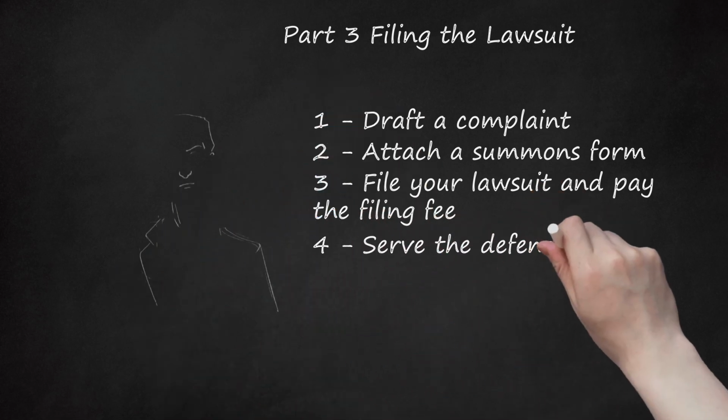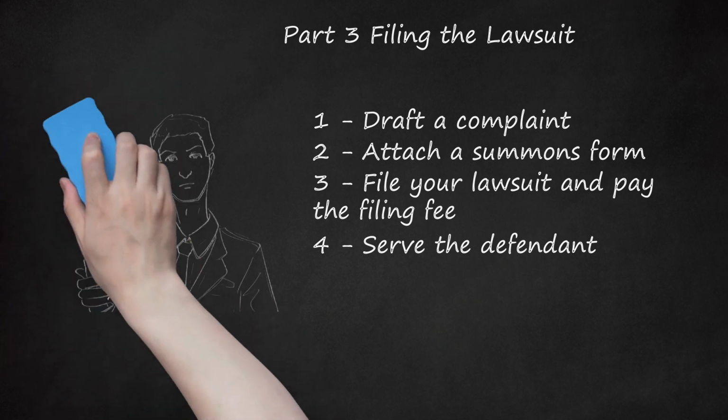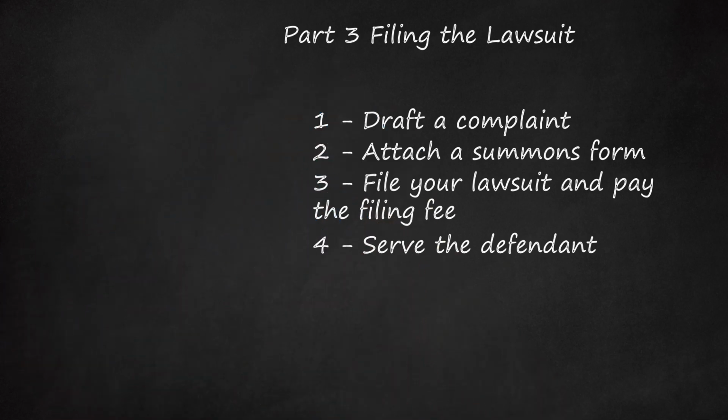4. Serve the defendant. When you sue someone, you have to give them notice of the lawsuit against them. This is done by serving them with a copy of the summons and your complaint. In federal court, anyone over the age of 18 who is not a party can serve these papers on the defendant. In addition, you can pay a small fee and have a U.S. Marshal serve the papers for you.